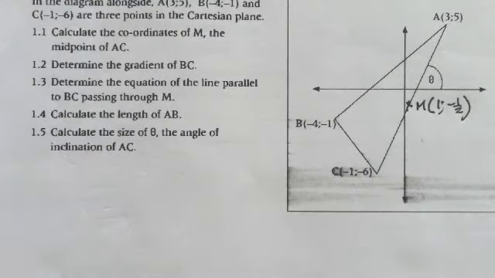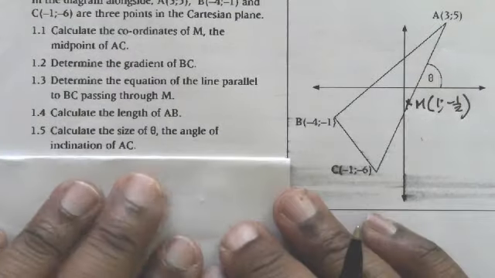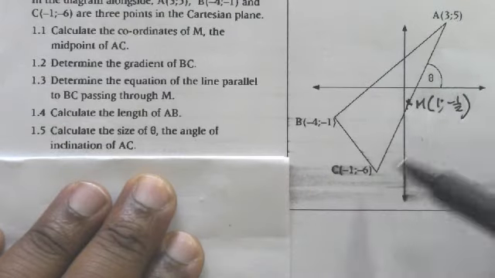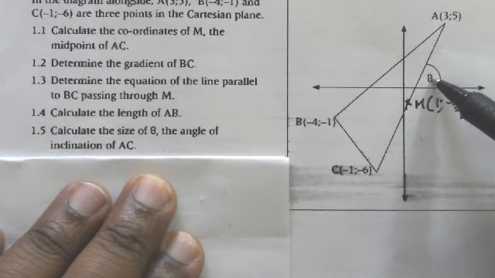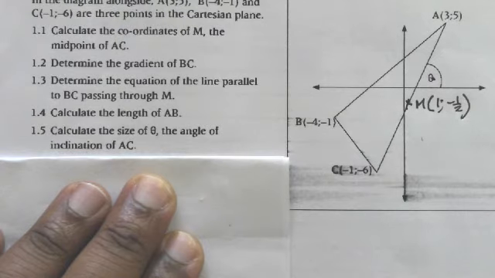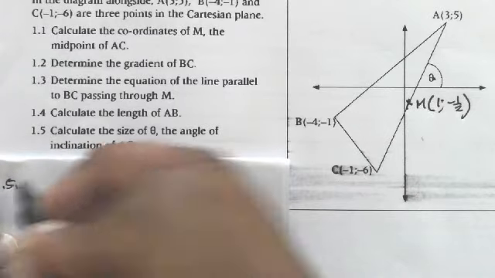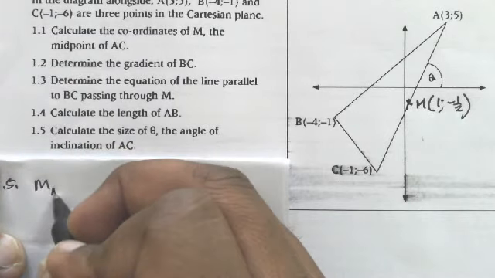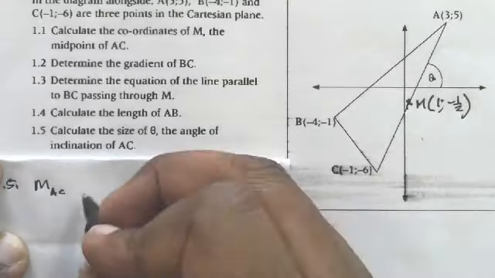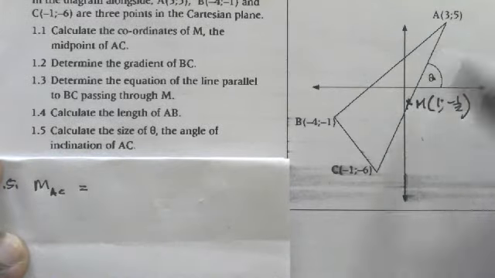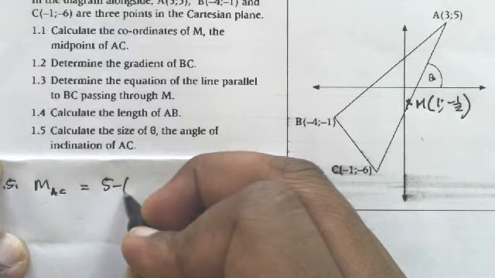Okay, let's see, what is the next question now? Oh, the inclination. What is inclination now? Inclination of AC. It's this line. So this angle, the theta that they gave here, that's the angle we're supposed to find. Don't you have the gradient of AC? You don't have it. So you need to calculate that gradient. So we need to calculate the gradient of AC, which is equal to what?